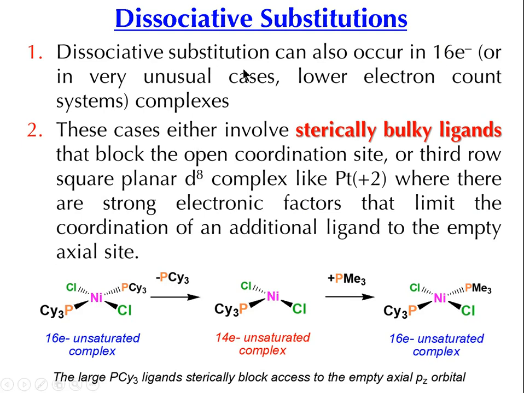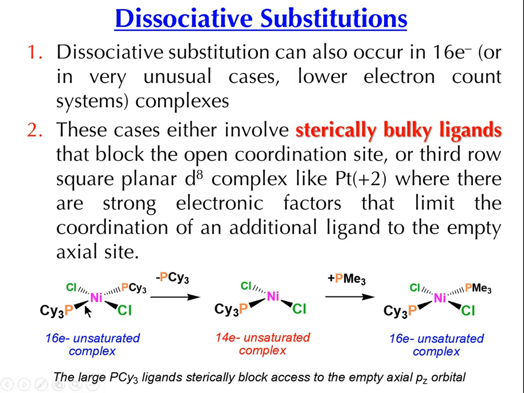The dissociative substitution can also occur in complexes of 16 electrons, in very unusual cases of lower electron count complexes. These cases involve bulky groups that will create a steric effect and can block the open coordination site. For example, in this complex of nickel, this is an unsaturated complex of 16 electrons, so the nickel has a vacant site that can receive directly an external ligand.